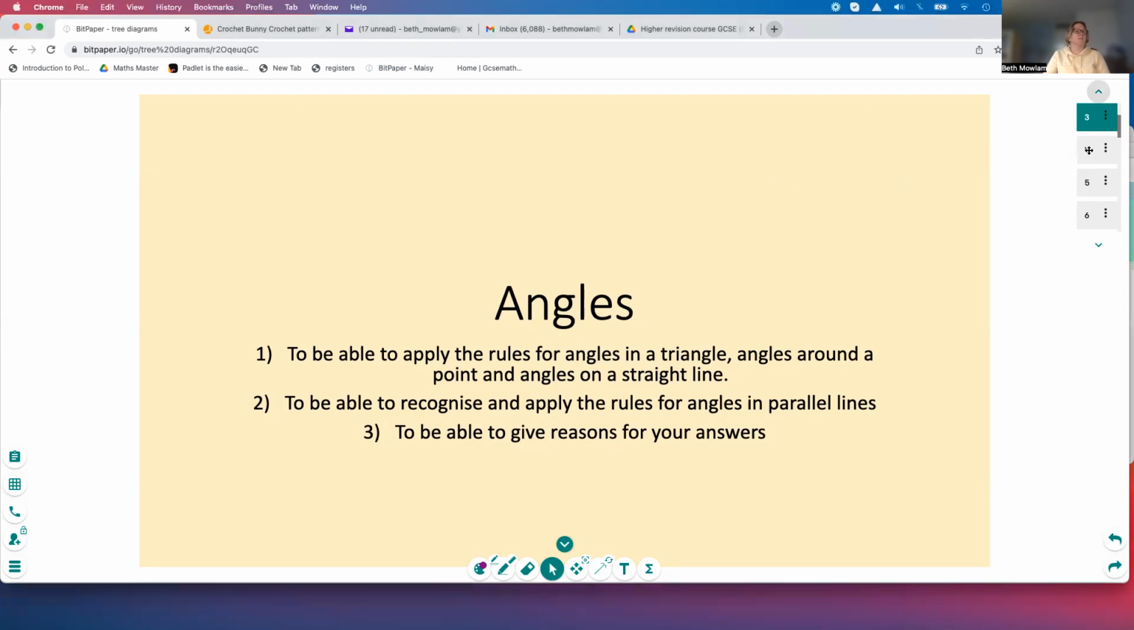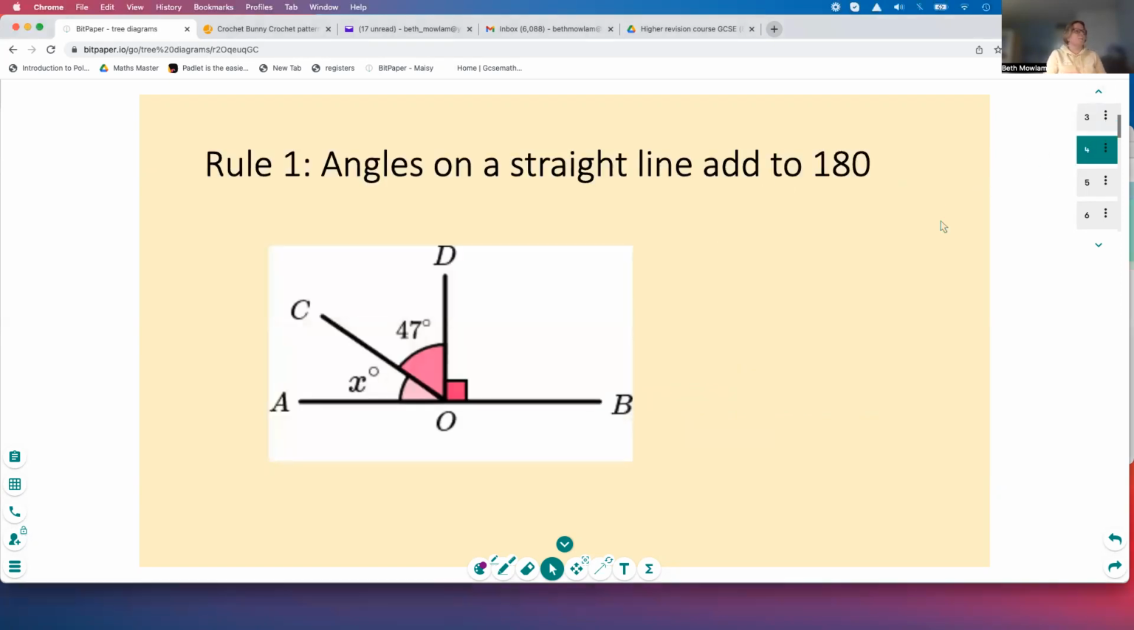So, rule number 1. Angles on a straight line add up to 180 degrees. So this rule is true for all straight lines. And when we talk about it, we talk about the angles around a little point on the straight line. It is not just any angles anywhere on a straight line. It's only the angles that meet at a point on the straight line. So the angles add up to 180.